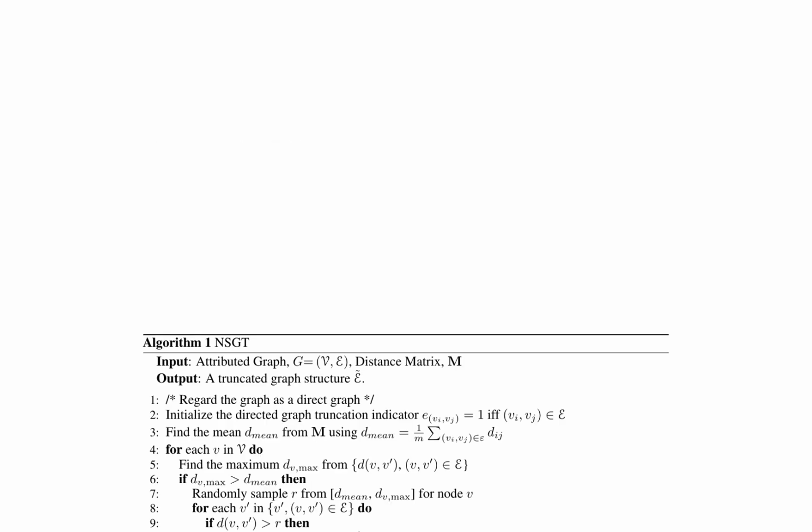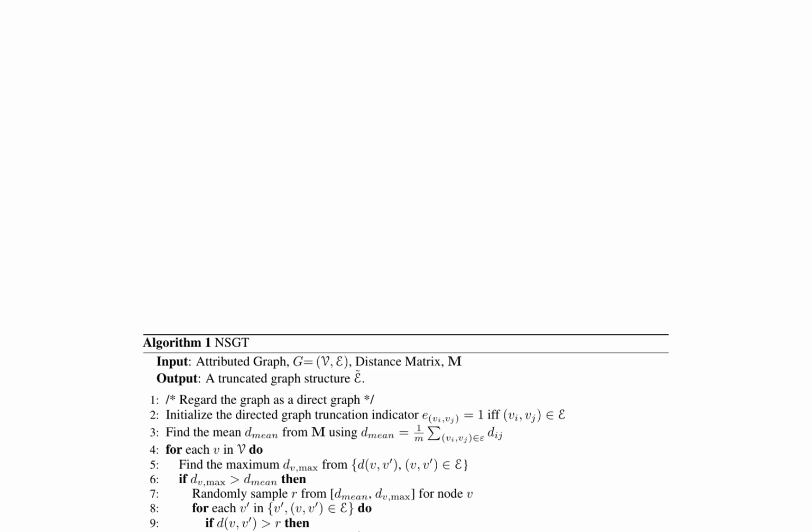The non-homophily graph truncation algorithm, denoted as NSGT, takes as input an attributed graph G equals V, E, and a distance matrix M, producing a truncated graph structure E as output. Initialization sets the directed graph truncation indicator E, V_i, V_j, to 1 if the edge, V_i, V_j, exists in E. The mean distance d-mean is computed from the distance matrix M using the formula d-mean equals 1 over the number of edges, summation over V_i, V_j, element of E, d_ij.